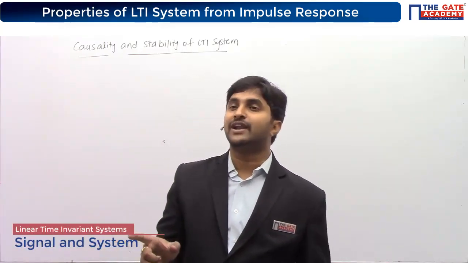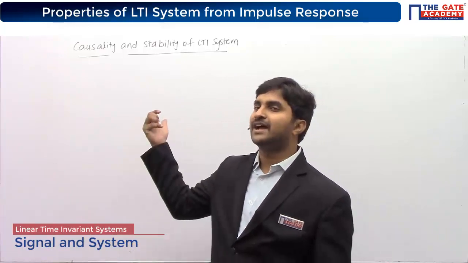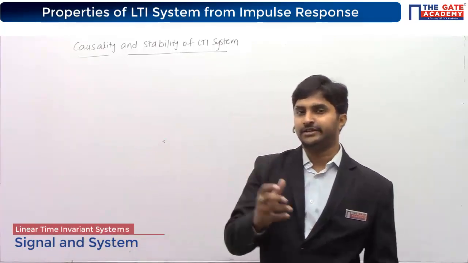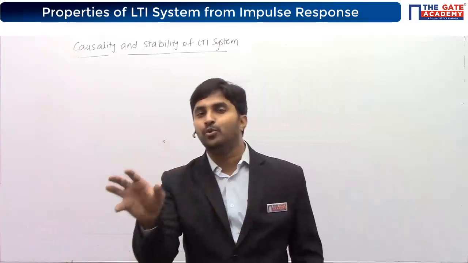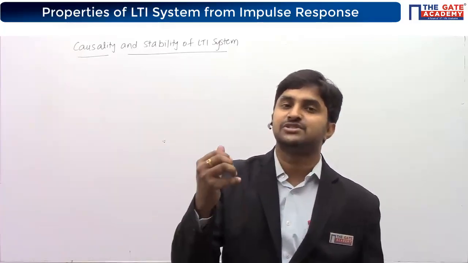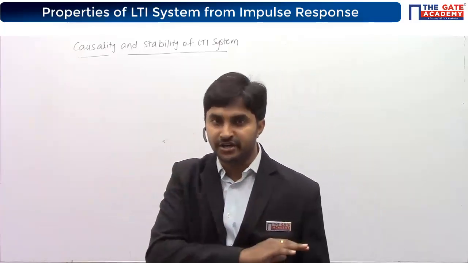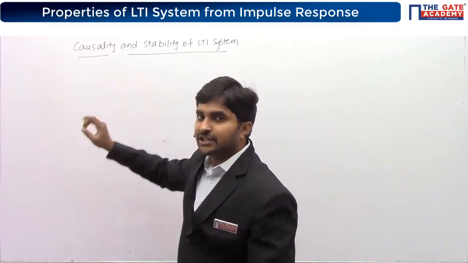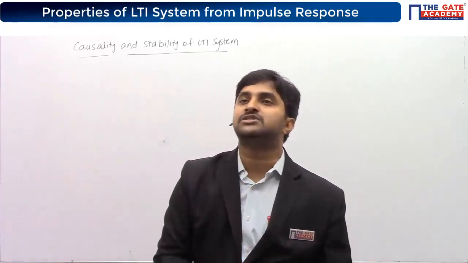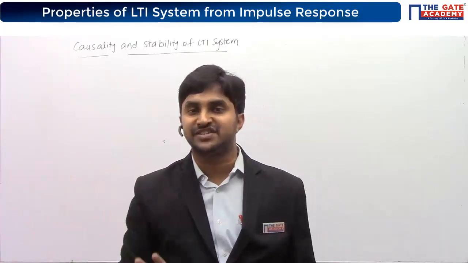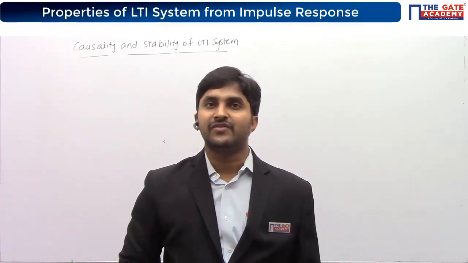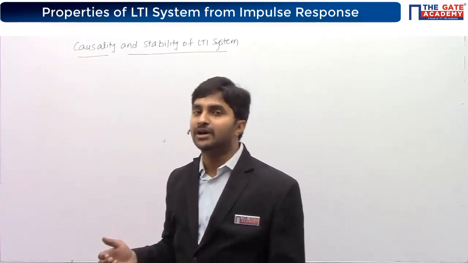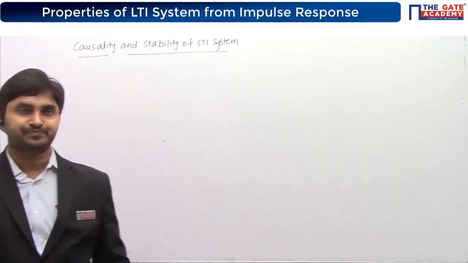But the question now is that this thing we have already learned, right? Given a relation between input and output, how to say whether a particular system is causal or not is something we have already learned. Now what we are going to learn here is that, given a particular impulse response, we have to comment on the causality of the system.